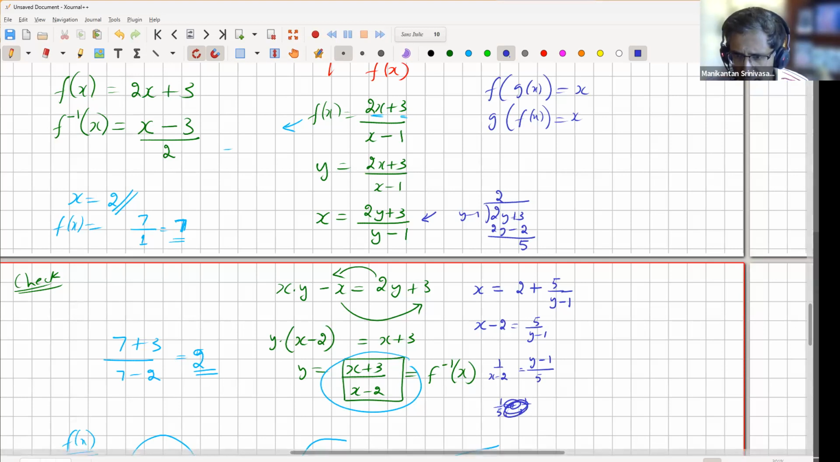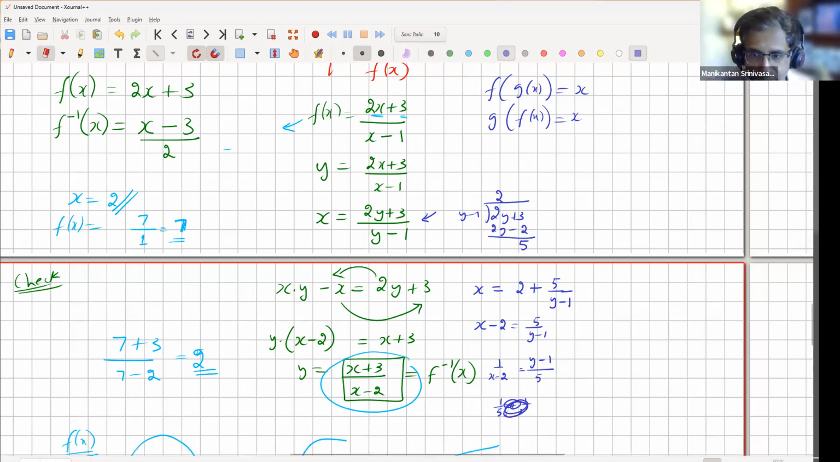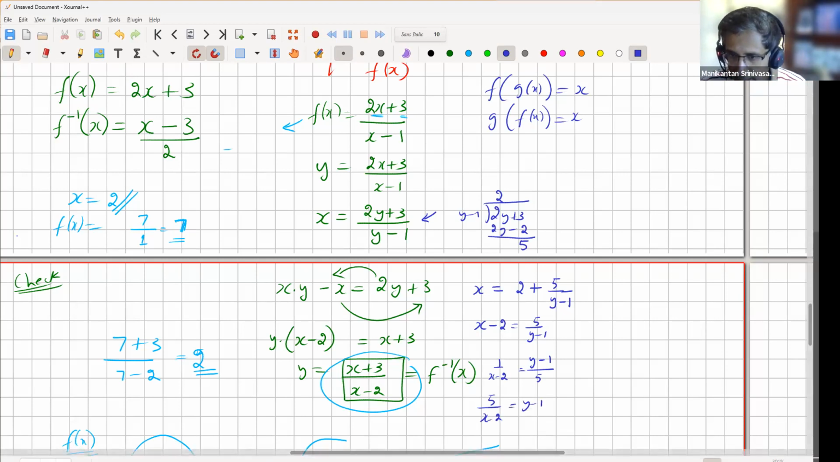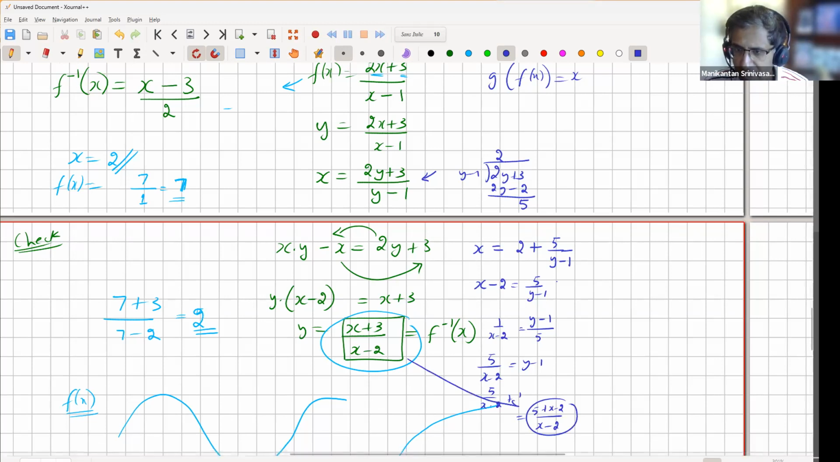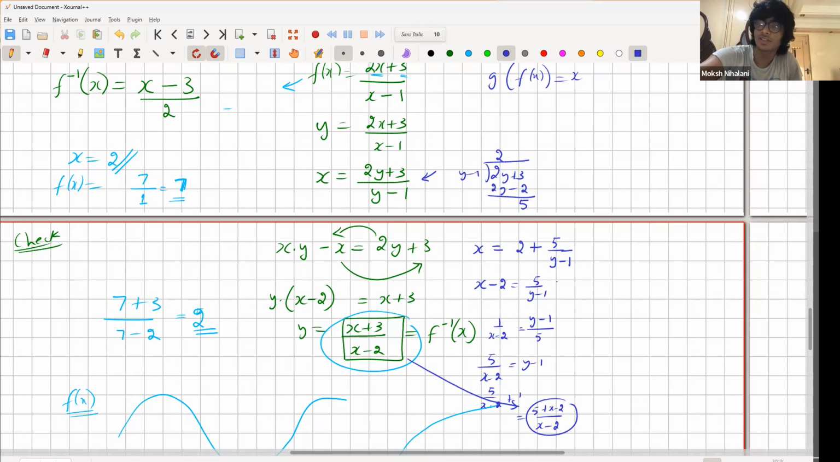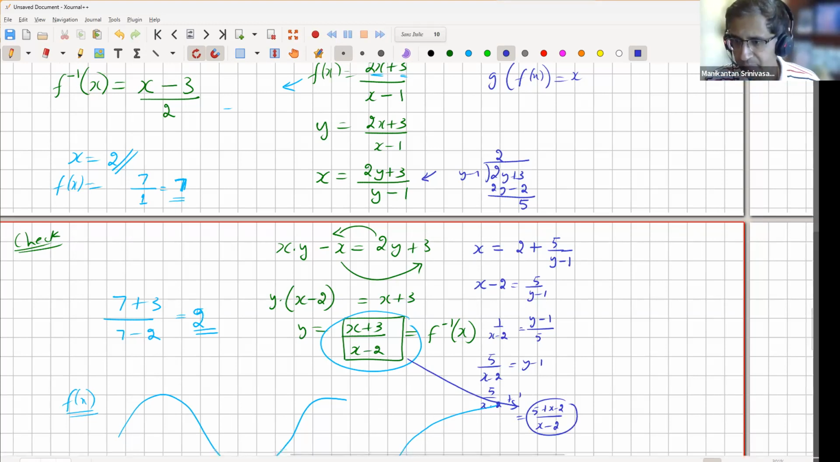No, sorry, I just have to multiply by 5 and then solve. So 5 by x minus 2 equals y minus 1. I can bring the 1 to this side, so it becomes 5 by x minus 2 plus 1, which means 5 plus x minus 2 over x minus 2, which is x plus 3 by x minus 2. Is this what you're trying to say, Moksh? Solving it this way? Yeah, that's what I was trying to say. Either way, whatever way you solve, you should still get the same value for the inverse. Okay, anyone else? Sumair, all good so far?